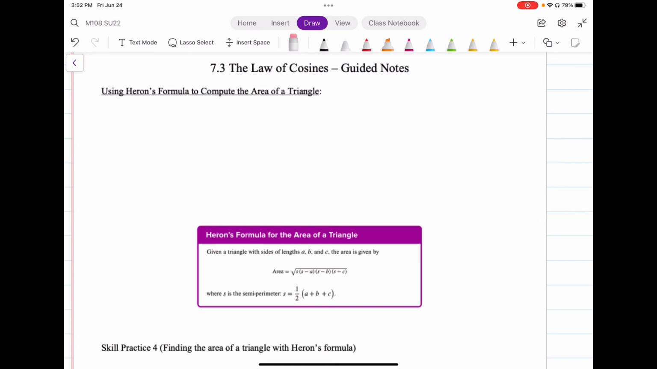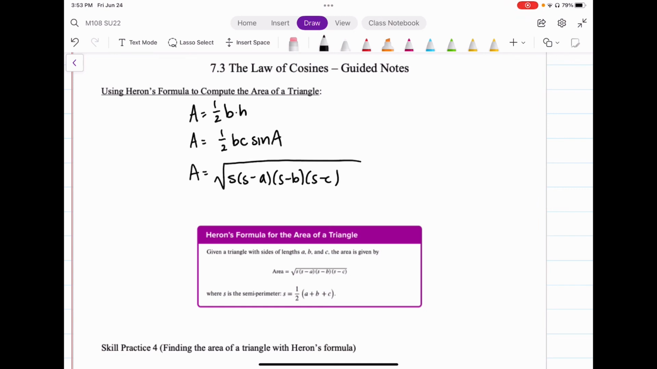So those are different versions of finding the area of a triangle now. For the first standard formula for a triangle, you need to know the altitude or have a right triangle. For the second one, you need to know two sides and an angle. And for the third one, all you need is three known side lengths. Head on over to the skill practice to see the law of cosines, solving triangles, and solving the area of a triangle using Heron's formula.